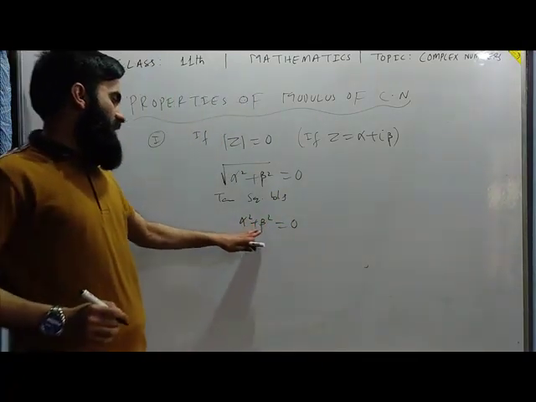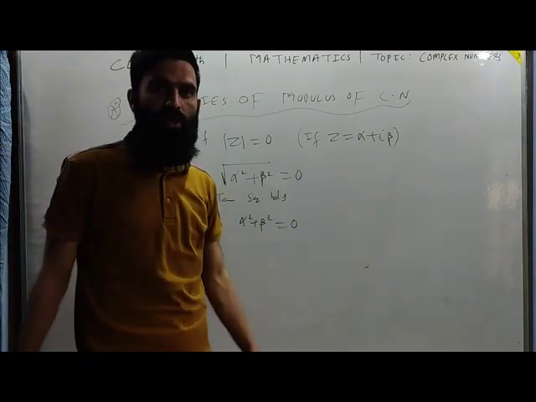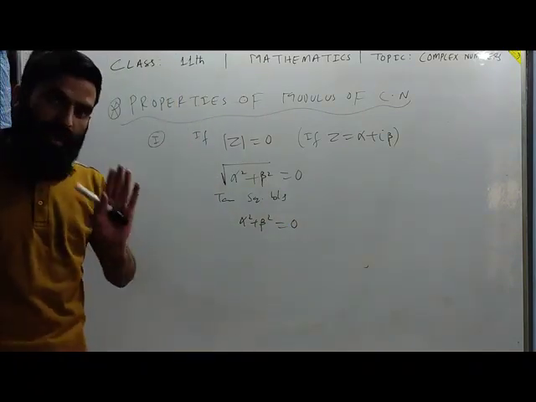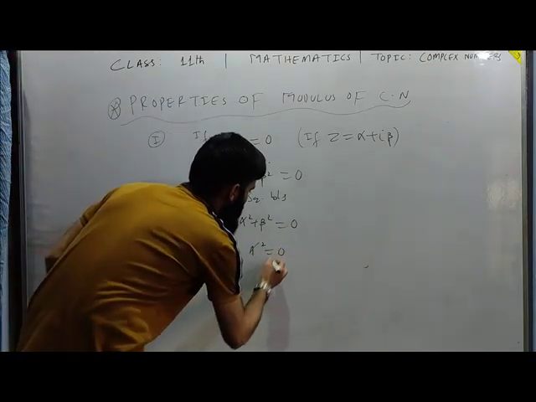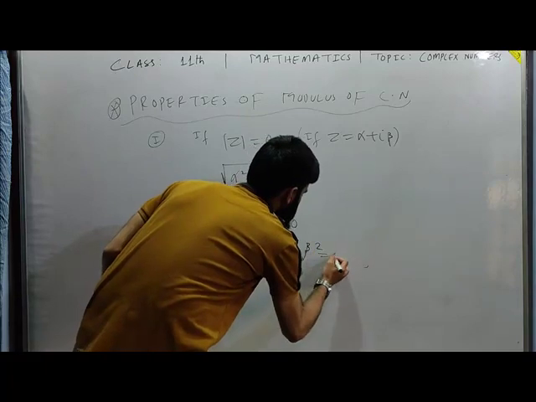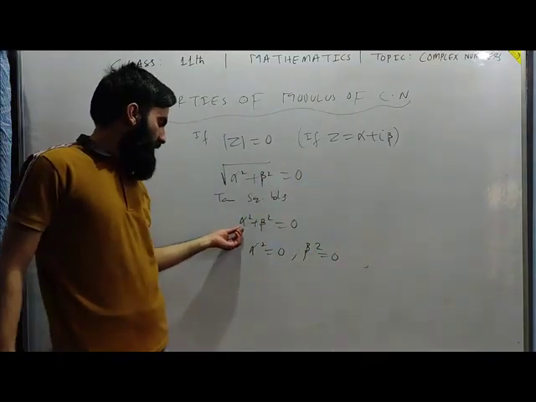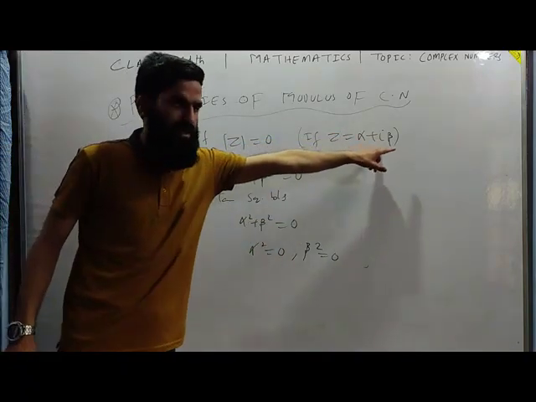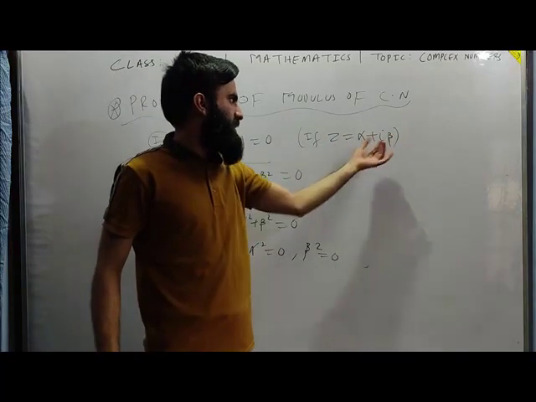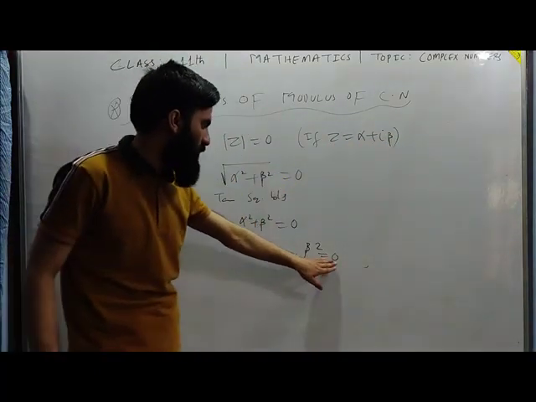Now the sum of the squares of the two terms is equal to 0. How is it possible? It is possible only and only if alpha square is individually 0 and beta square is individually 0. Then their sum will be equal to 0, otherwise it is not possible. Why? Because alpha and beta belong to real numbers, if z is equal to alpha plus iota times beta. So that means alpha square is equal to 0 and beta square is equal to 0.